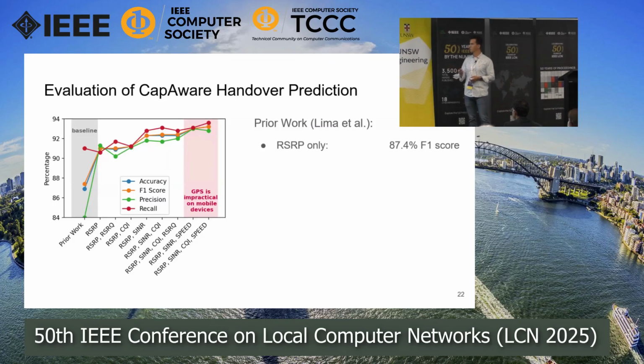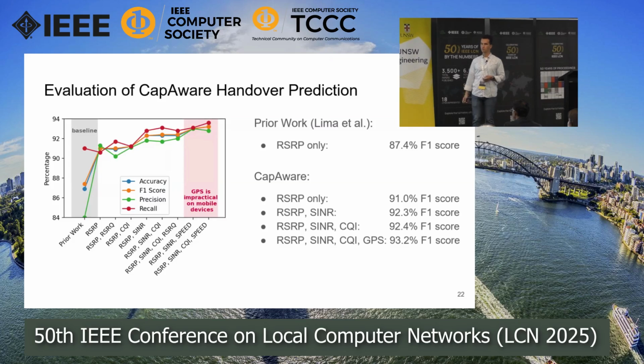But when we compare to CapAware, our own handover prediction model, we can already achieve better scores just by using RSRP. And when we increase the number of features that we are using, especially when we also add GPS, we can achieve 93.2% F1 score. This is much higher compared to prior work. And one thing that is interesting to see is that we get mixed results with RSRQ. So in our final model, we decided not to use this as an input feature.